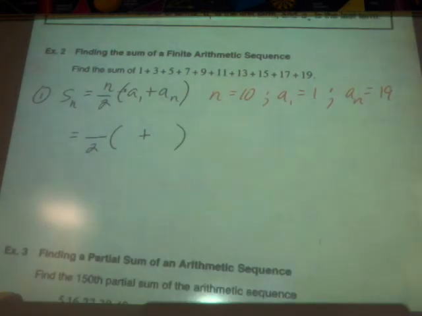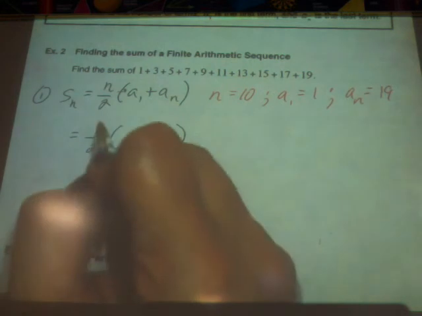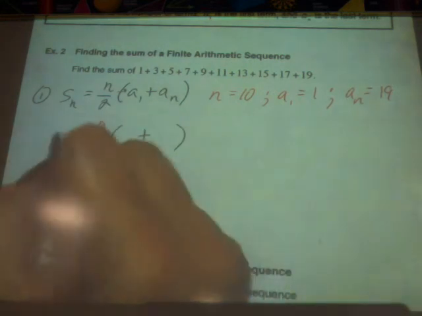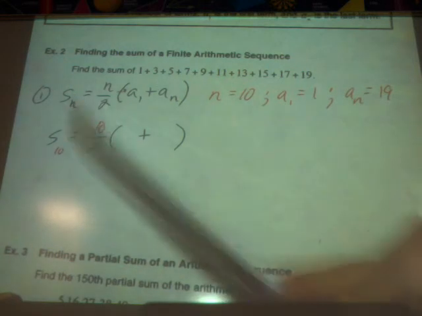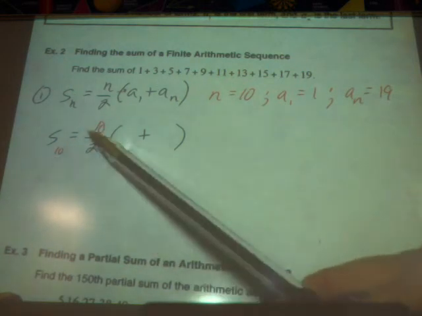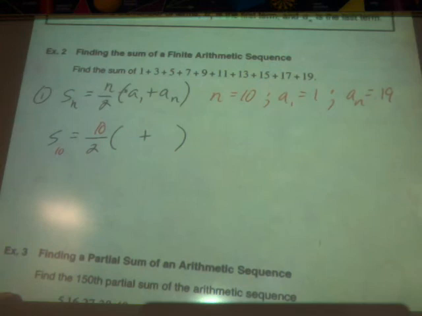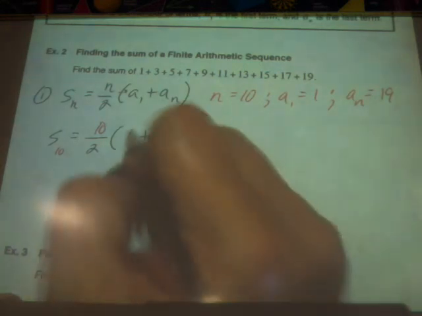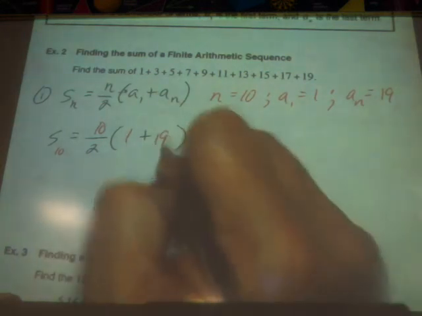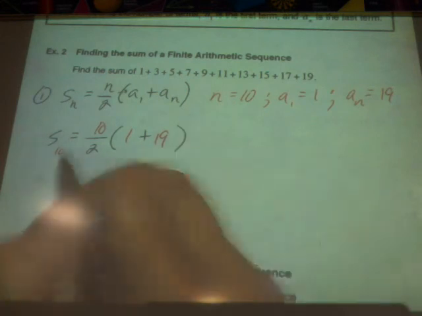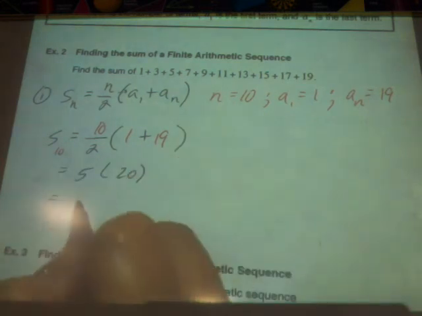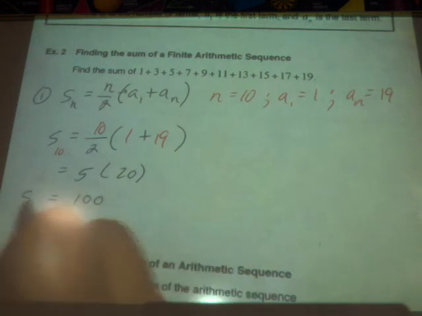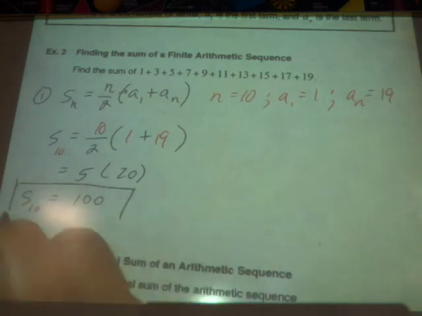So I'm going to replace n with 10. And I guess this is S sub 10, and your n here becomes 10. I'm finding the sum of 10 terms. N is 10 over 2 times 1 plus 19. So that equals 5 times 20, which is what? 100. So the sum of those 10 terms is 100.